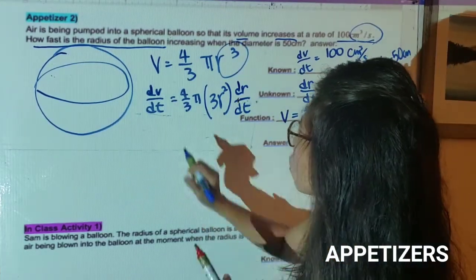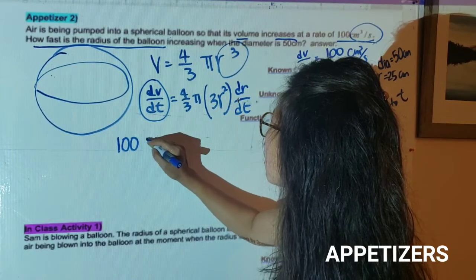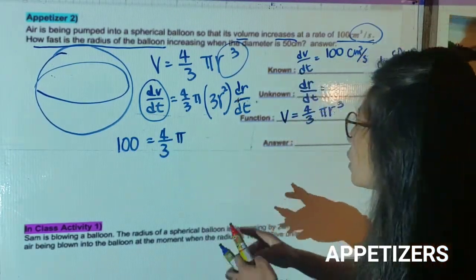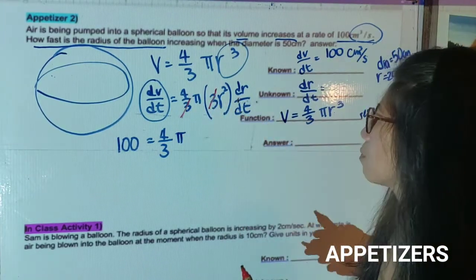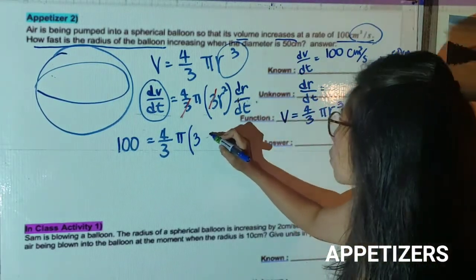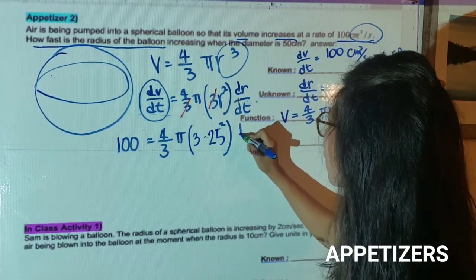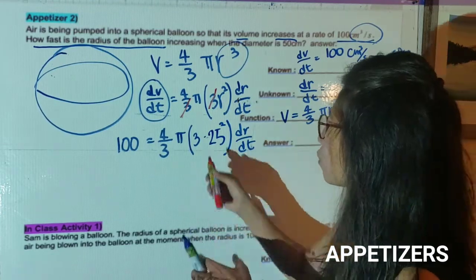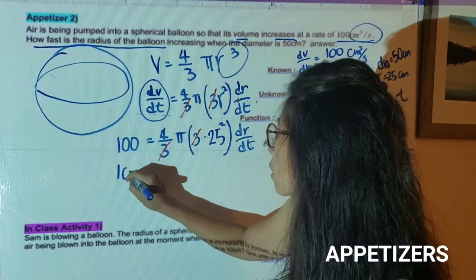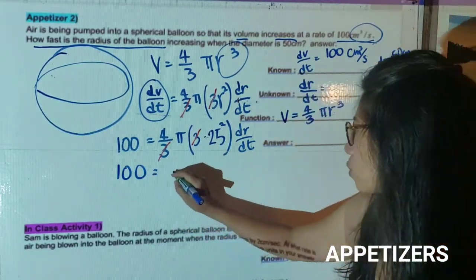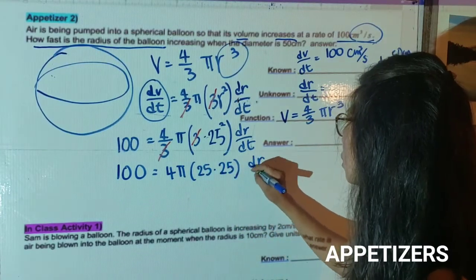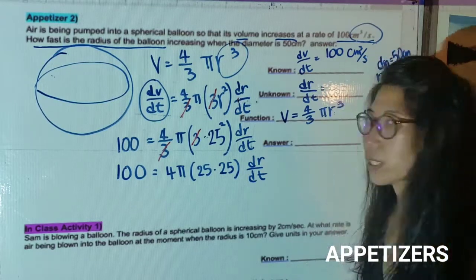Now I know this value is 100, so 4 over 3 pi. And this 3 can cancel out, right? So I will just simplify here with r value is 25 squared, and then I don't know dr/dt. So let me reduce it, and I want to keep my numbers this way, because in calculus a lot of schools ask you to do it without the calculator.